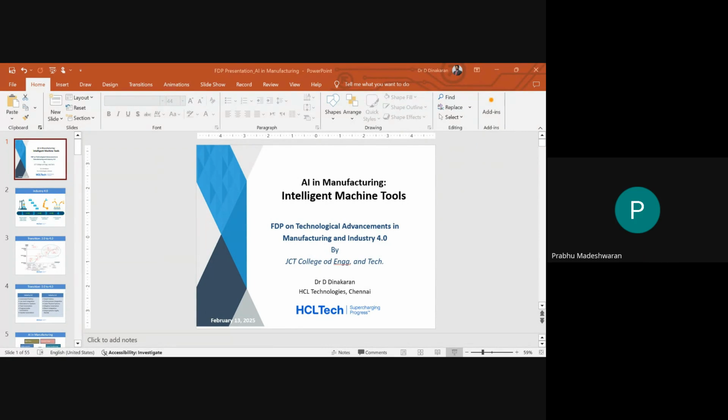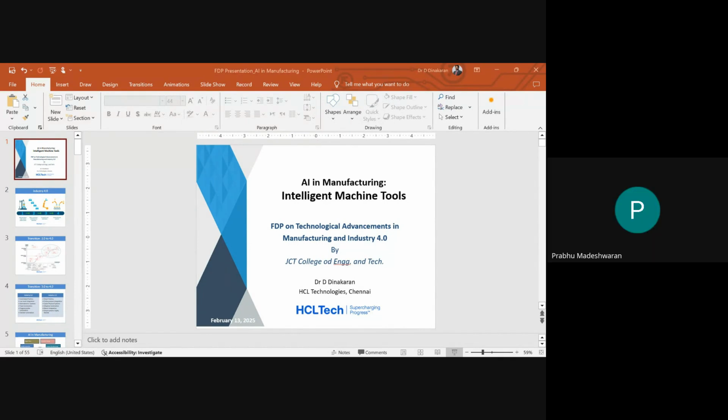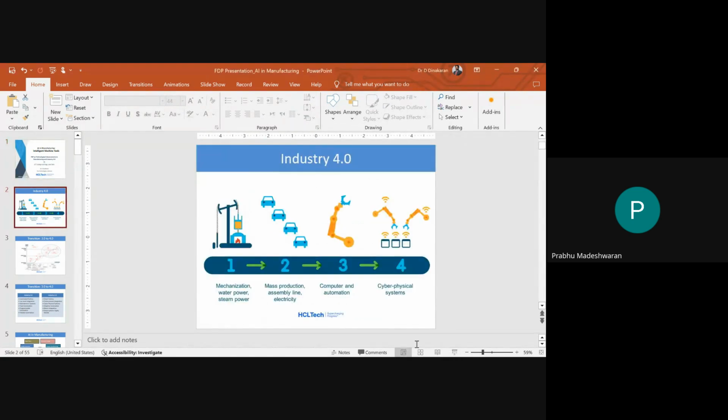The topic related to manufacturing and Industry 4.0. What are the technologies that are involved in the current scenario, sir? Okay, Industry 4.0 technologies. I think about the automotive industry, how they are using smart manufacturing. Yesterday we discussed how FEA has been used in Industry 4.0. That's all we discussed yesterday, sir.